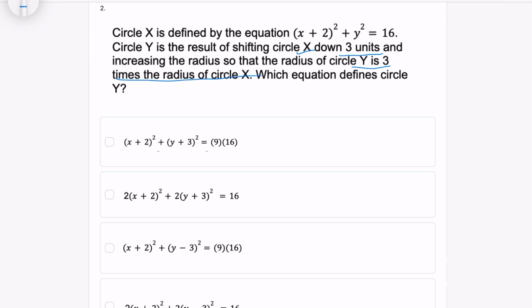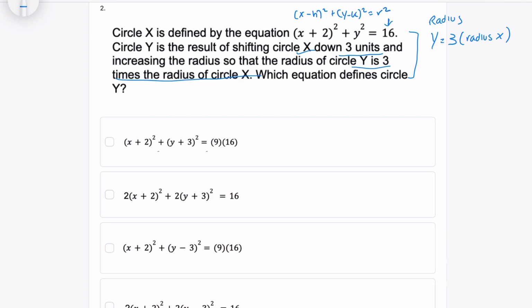So I think a good place to start here is just the sentence about the radius. It tells us that the radius of circle y is 3 times the radius of circle x. So let's start there. What is the radius of circle x? Well, this is the equation of circle x. And remember, the equation of a circle is basically written as (x − h)² + (y − k)² = r².